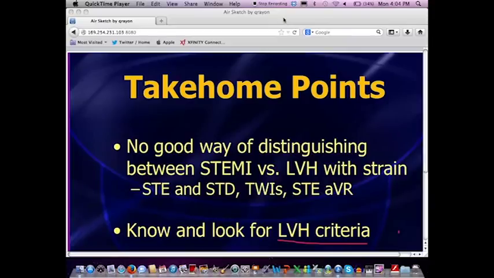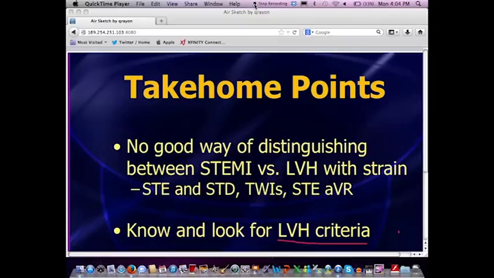I realize that what I've told you on this podcast is not completely definitive. I haven't given you any clues that can definitely guarantee that you're looking at LVH and strain and not cardiac ischemia. There are some clues that clearly weigh in favor of cardiac ischemia, but can you rule out cardiac ischemia? The answer is no. But all I can say is that you've got to look at a lot of EKGs, get practice, get to know the criteria for LVH, and with practice, you'll get better at it.